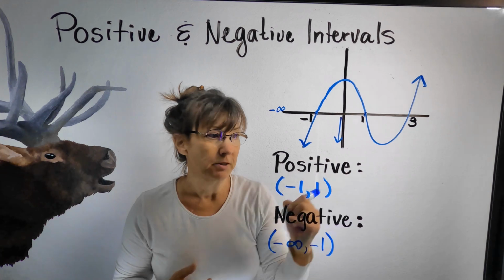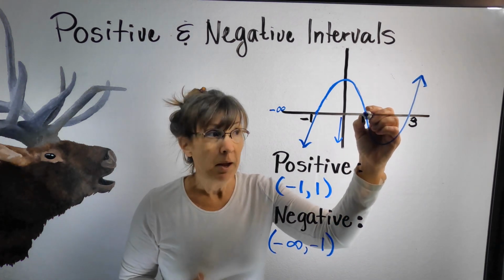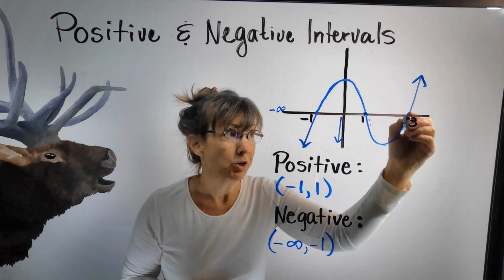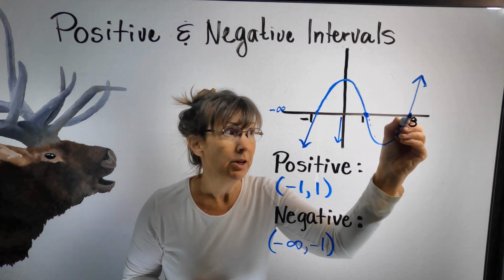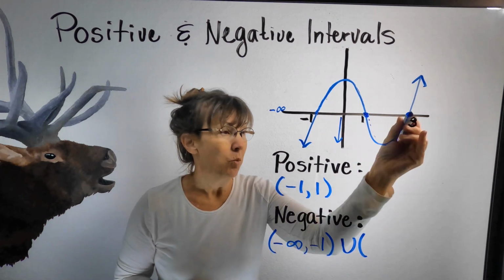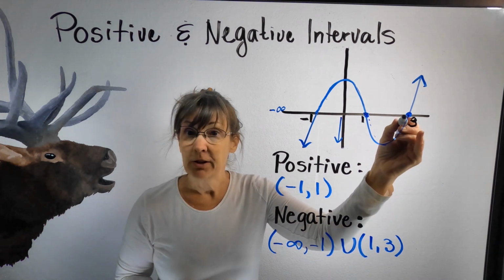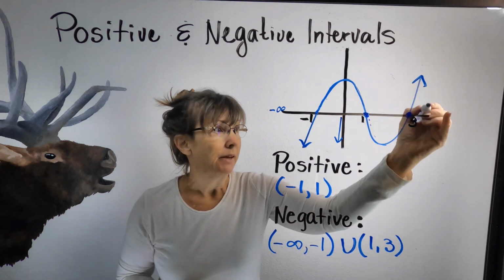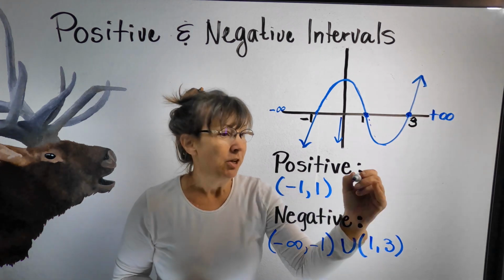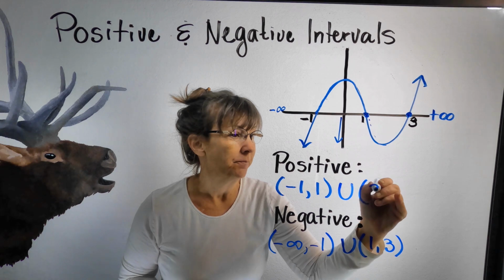Then right here, notice it's neutral again, but then the y values become negative once again for this portion, which is from 1 to 3. I'm going to use the union symbol from 1 to 3. And then notice my y values go positive again. And that the arrow implies infinity. So positive again from 3 to infinity.